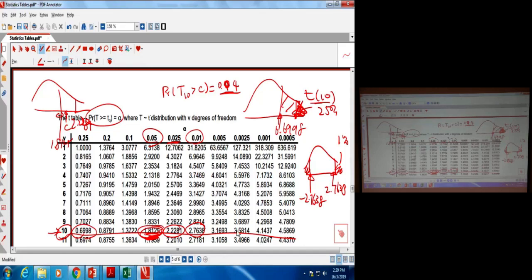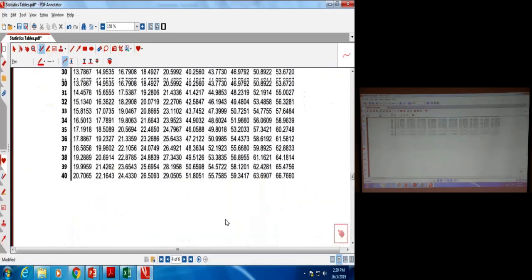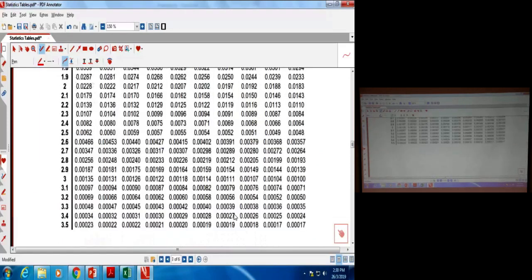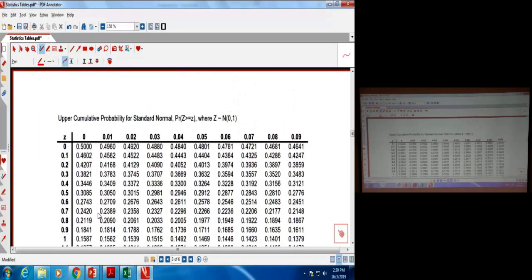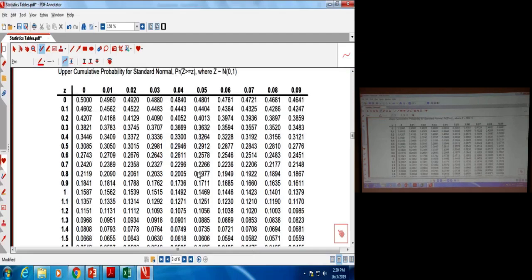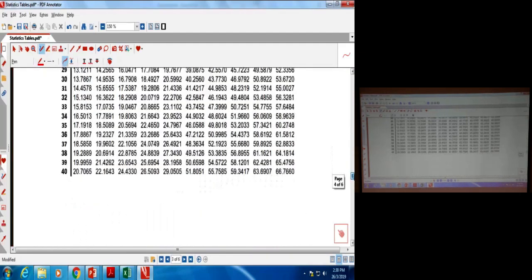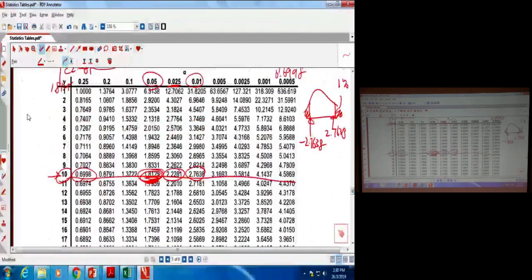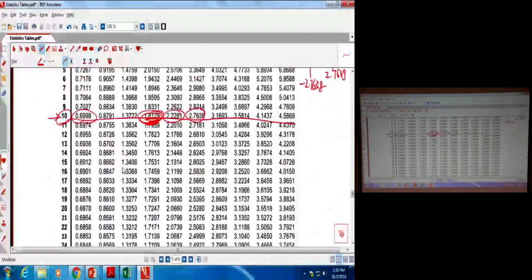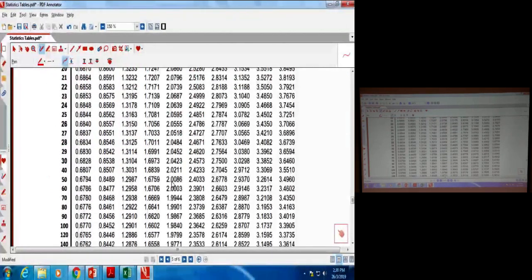For the T distribution and the chi-square distribution, one row represents one T or chi-square distribution. Unlike the normal distribution, where you have one table for only one normal distribution, the standard normal distribution. Also, you notice that these are the degrees of freedom for the T distribution. After 30, there is a jump of 10 degrees of freedom: 40, 50.